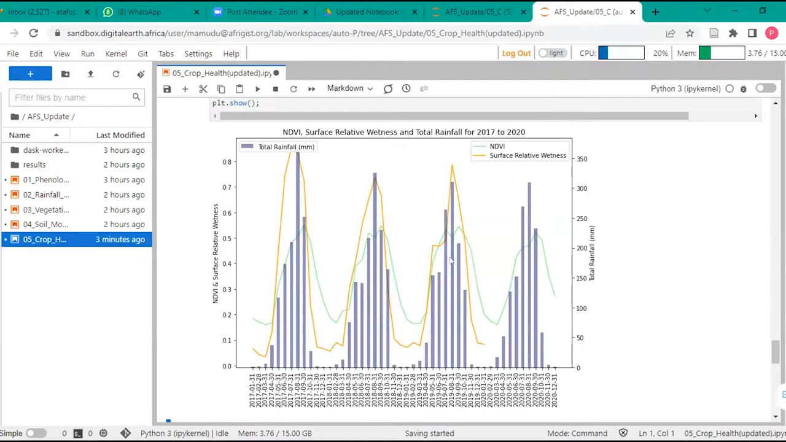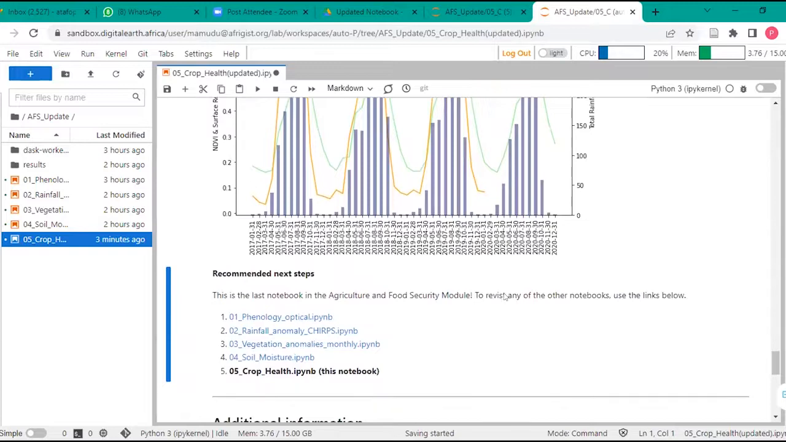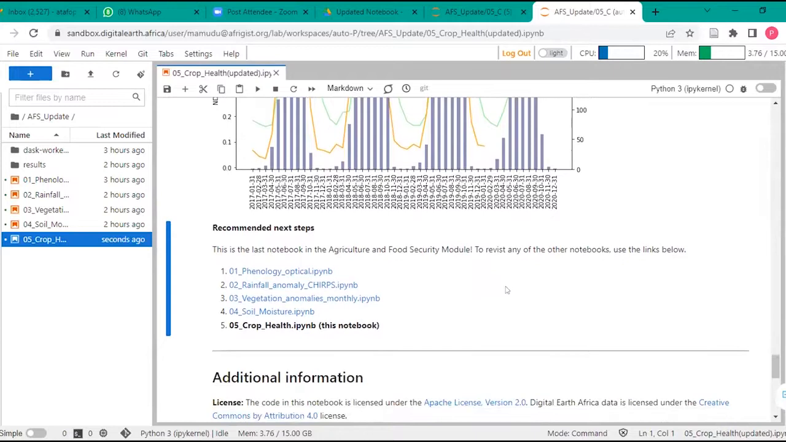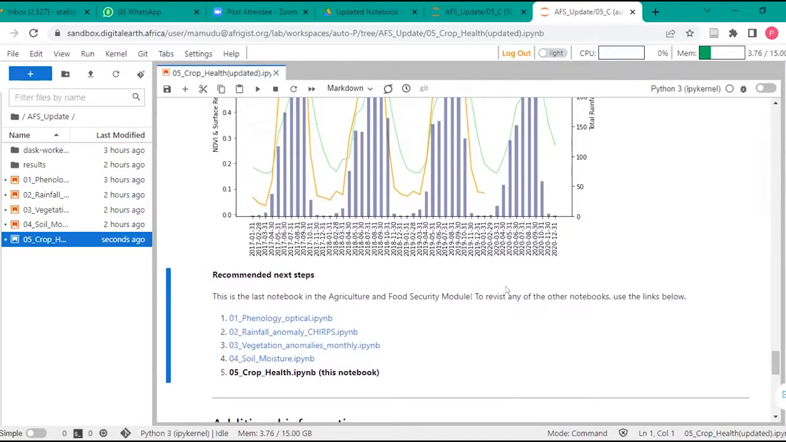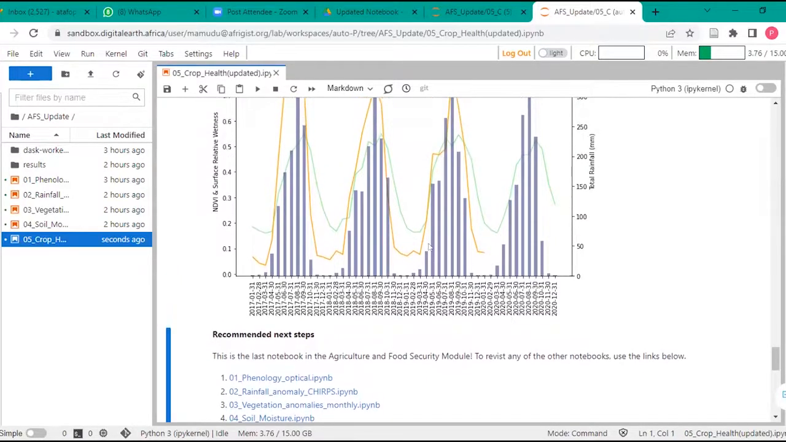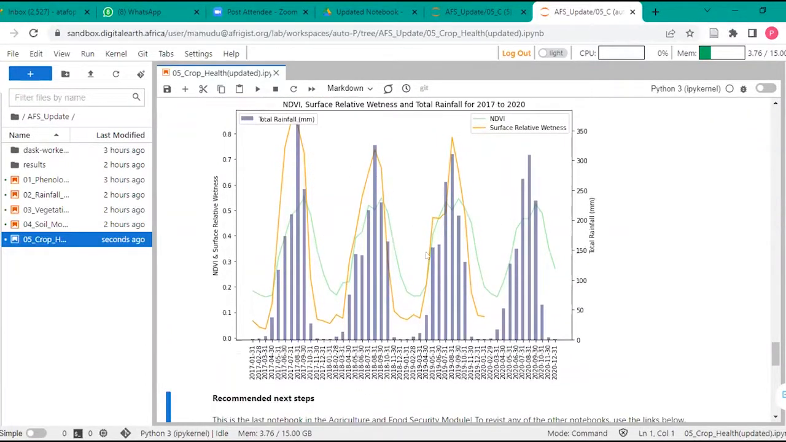And that is consistent through all the years as shown in our data sets. So this gives us some indication of the nature of crop health in the area. For further studies or for further information, we may want to consider individual crop requirements for NDVI, surface moisture and rainfall, and see how they perform given this base data sets that we have.